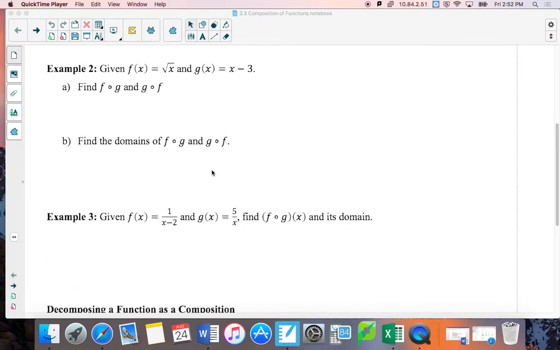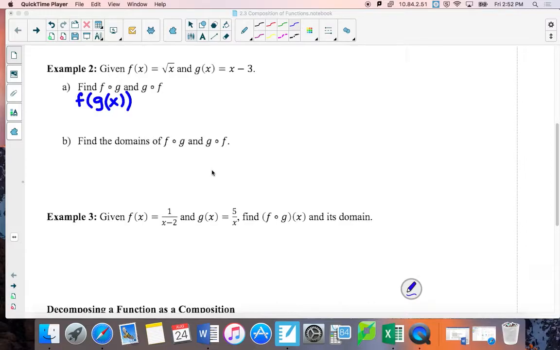So we're going to take f of x, which is the square root of x, and g of x, x minus 3, and we're going to compose them. So we're going to start with f of g of x. I prefer to write it like that instead of the little circle. They both mean the same thing.